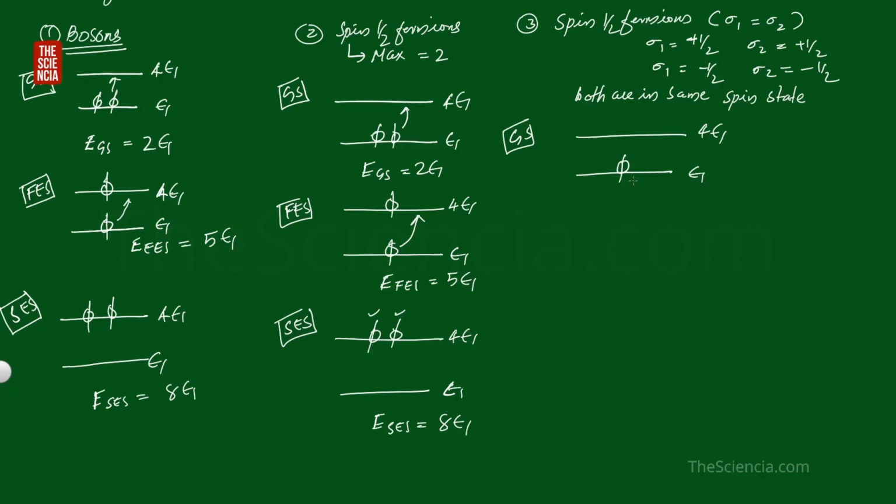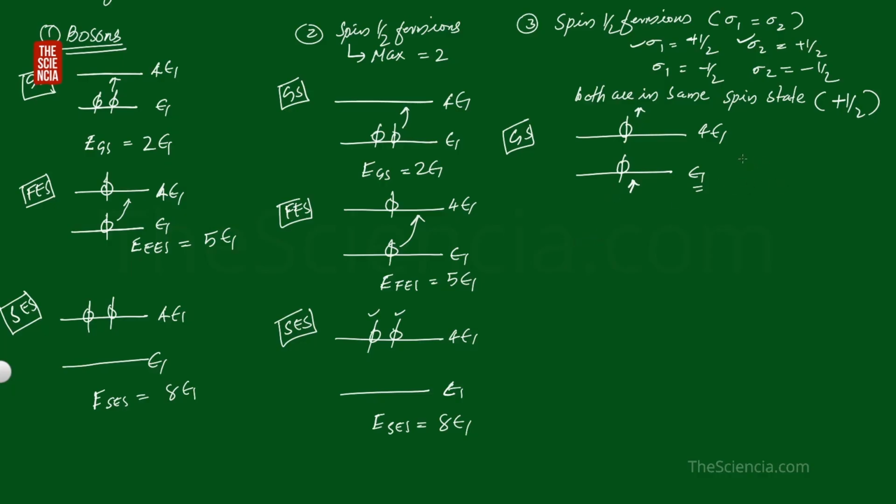By Pauli's exclusion principle, no two fermions, or no two electrons, can have all the same quantum states. Here both of them have the same spin. Suppose I am taking both particles having plus half spin. So this particle is in the plus half spin state, and another particle will not occupy the same state. It goes to the next higher energy state, because both of them cannot occupy the same state because of Pauli's exclusion principle.